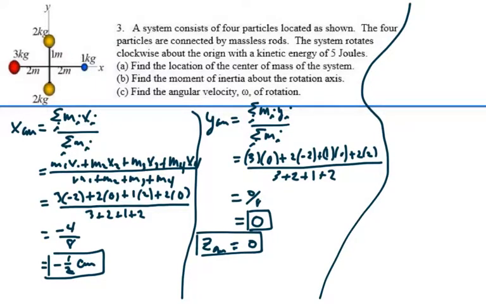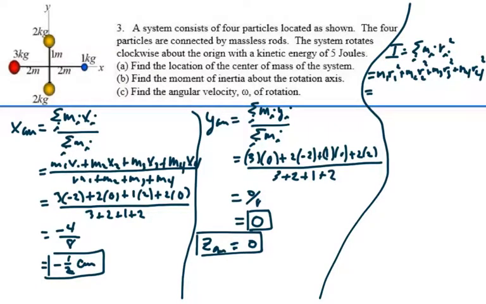We want to find the moment of inertia about the rotation axis. Moment of inertia is the summation of every mass multiplied by its distance from the axis squared. And so in this case, we have m1 r1 squared plus m2 r2 squared plus m3 r3 squared plus m4 r4 squared. If I can fit all that in there.